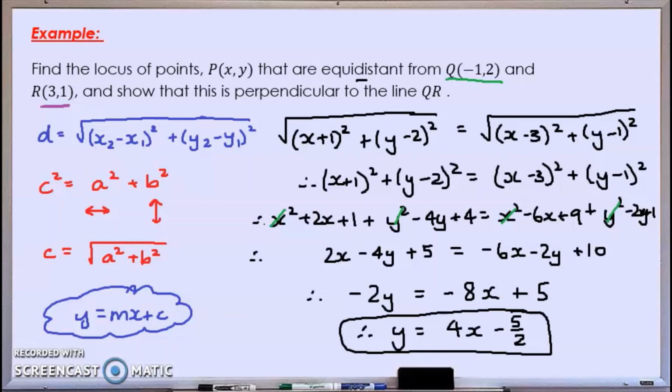Of course, if I wanted to, I could represent that in intercept form where I had something x plus something y equals a constant. Either way is fine if you're not asked to present it in a certain form.